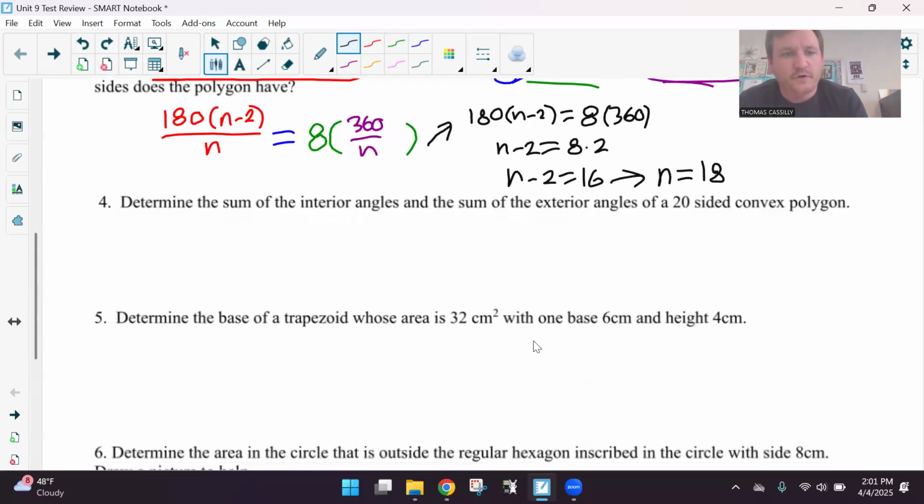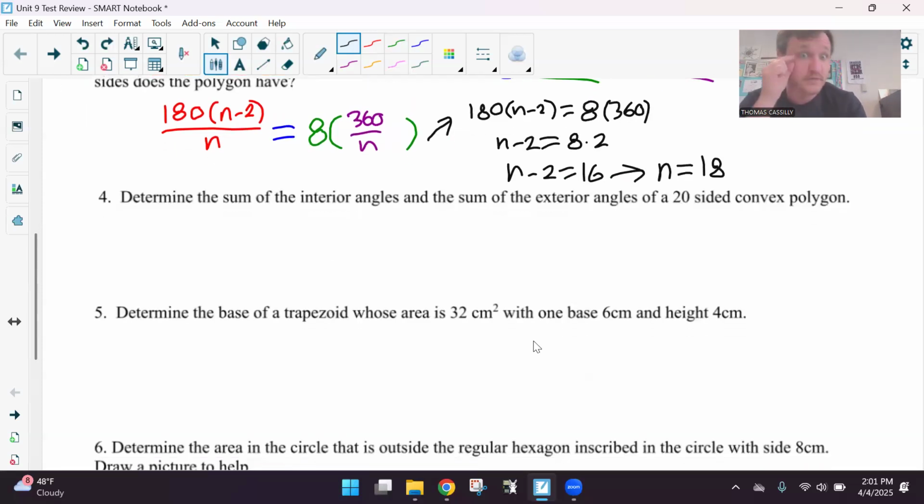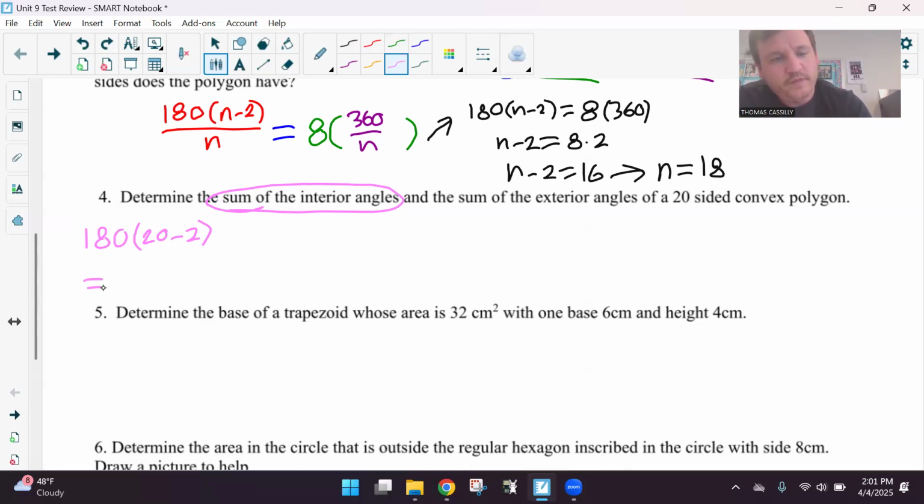All right. Number 4, determine the sum of the interior angles and the sum of the exterior angles of a 20-sided convex polygon. All right, this one's not so bad. Sum of the interior angles, that's 180 times 20 minus 2. That's 180 times 18.